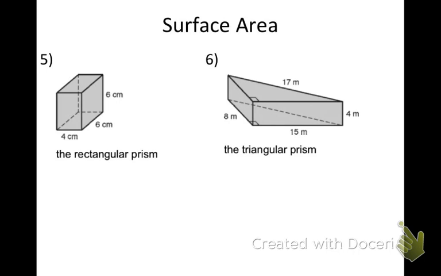All right, take a couple seconds. Try numbers 5 and 6 on your own. This goes back to the rectangular and triangular prisms, so just like numbers 1 and 2.